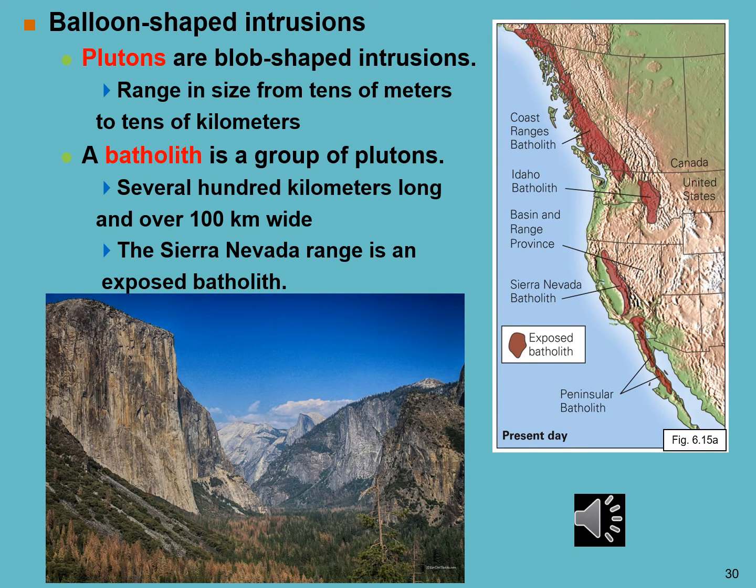Plutons are irregular or blob-shaped intrusions or magma chambers that range in size from tens of meters across to tens of kilometers across. Intrusions of numerous plutons in a region yield a vast composite igneous body called a batholith, B-A-T-H-O-L-I-T-H, that may be several hundred kilometers long and over 100 kilometers wide. The lower left photograph is a view of the exposed batholith in Yosemite Valley within the Sierra Nevada range.